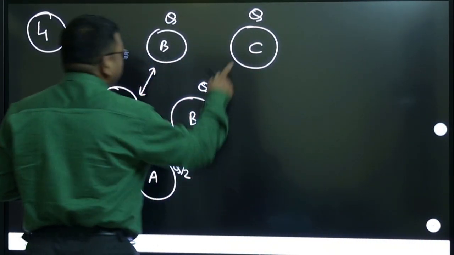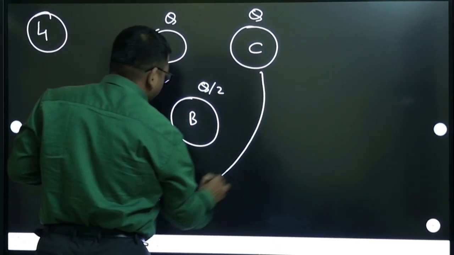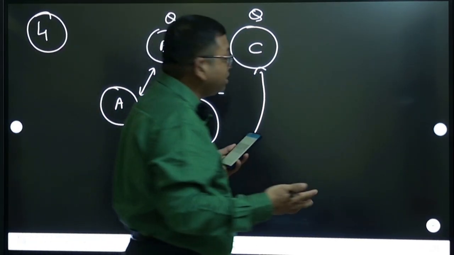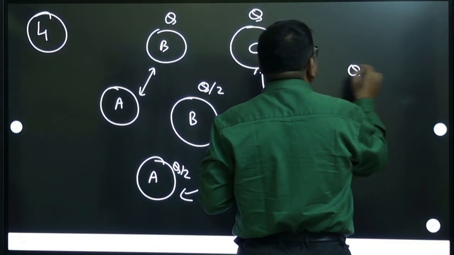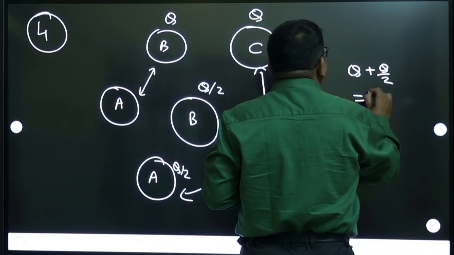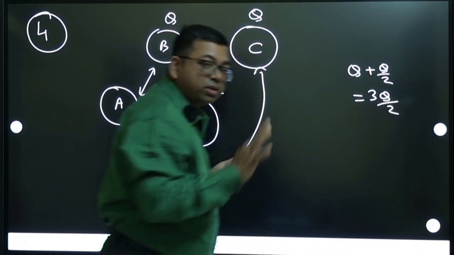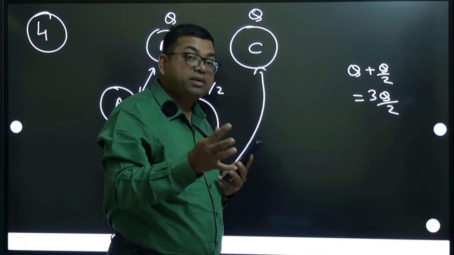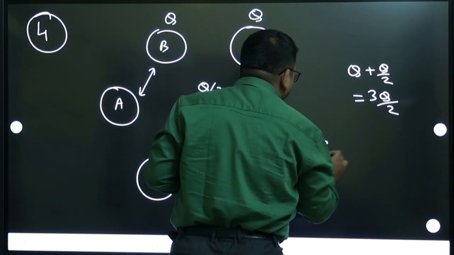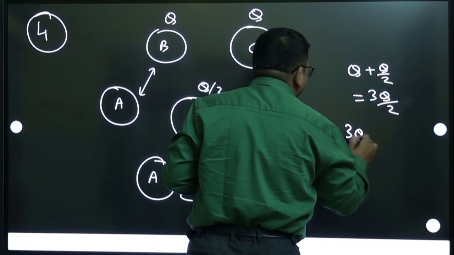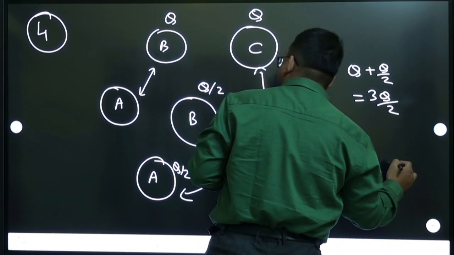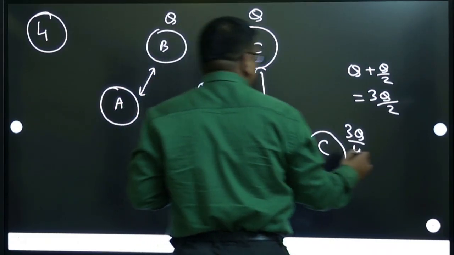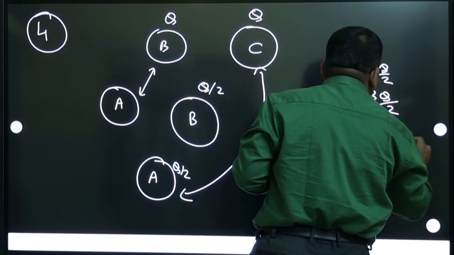Then A is touched again with C. Now C has charge Q and A has Q by 2. So what is the total charge of A and C? It is Q plus Q by 2, that means 3Q by 2. This is then divided equally again. So now C will have half of this, that means 3Q by 4, and A will also have the same.